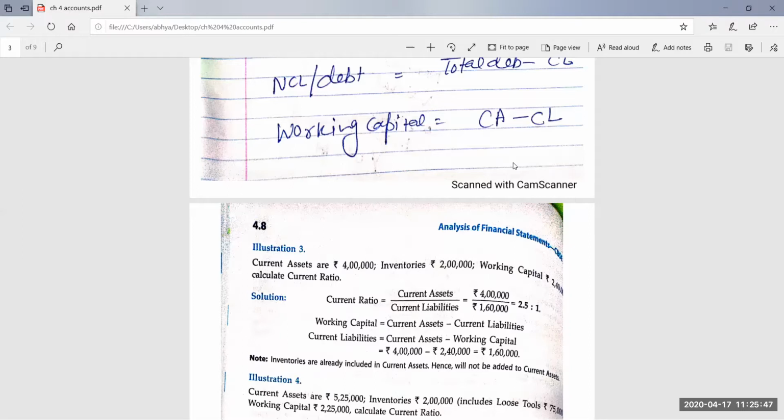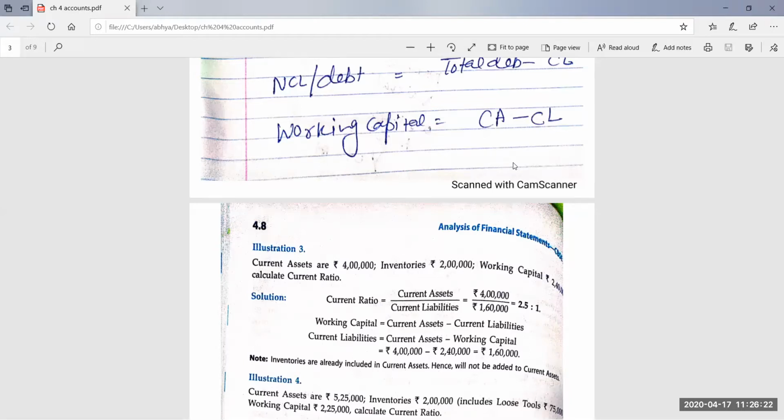Out of these three variables, you already have two. Working capital you have, current assets you have. So what to do? Just put the values in the formula and do the interchanging of sides, and you will be able to find out the value of current liabilities. Working capital is equal to current assets minus current liabilities. Interchange the sides: current liabilities are equal to current assets minus working capital. So the current liabilities is equal to 1,60,000.